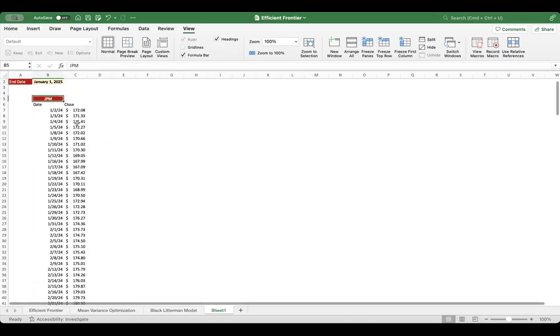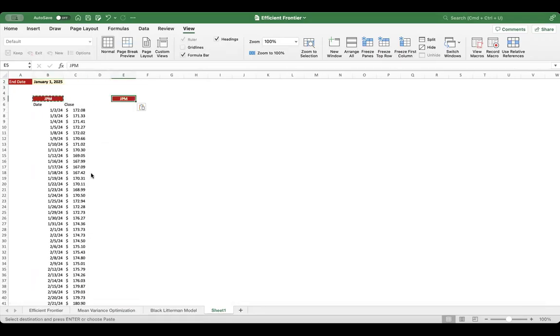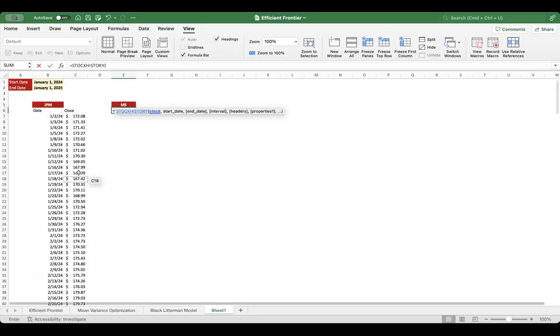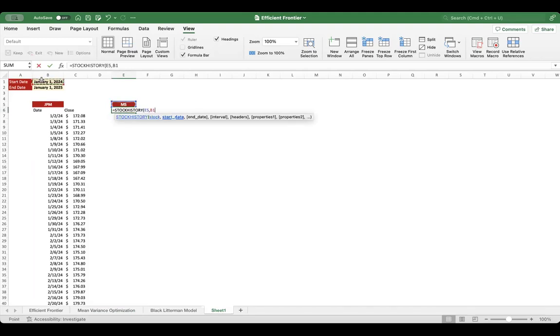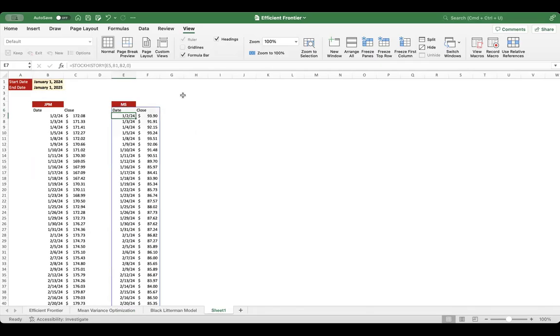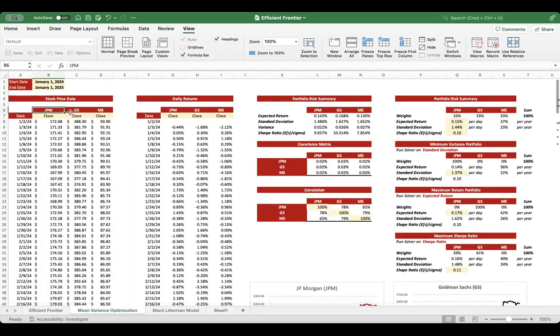Okay, so first tell me, is this step clear? Similarly, we can replicate this for Morgan Stanley. Same thing: we'll write stock history, mention our stock, which is Morgan Stanley, mention the start date, end date, and we'll write 0 because we are looking for daily data, and just click enter. So like this, we'll get our stock prices for JP Morgan, Goldman Sachs, and Morgan Stanley.